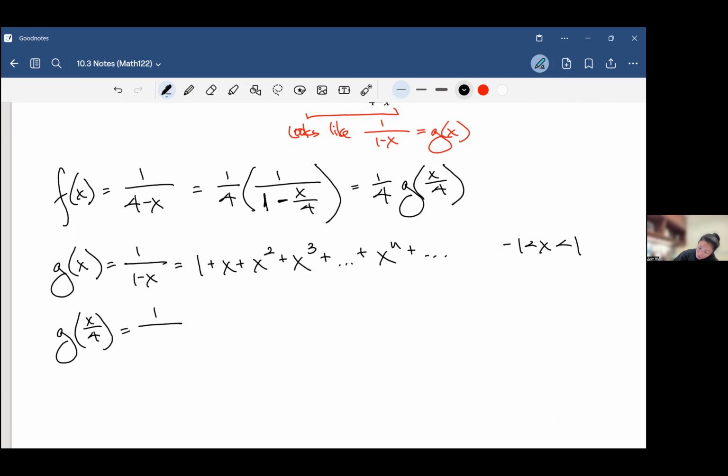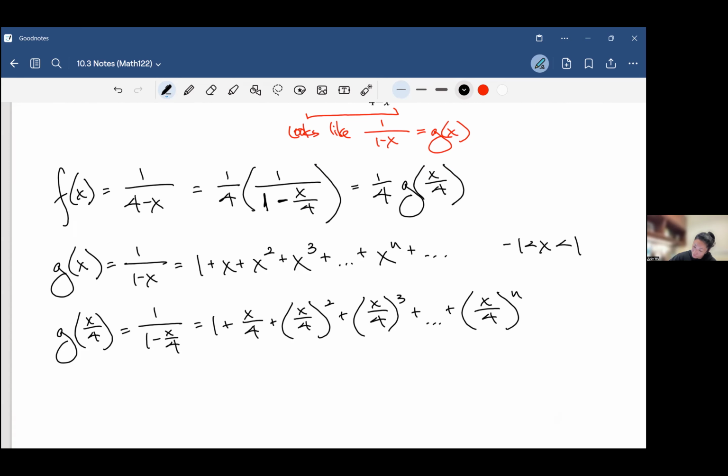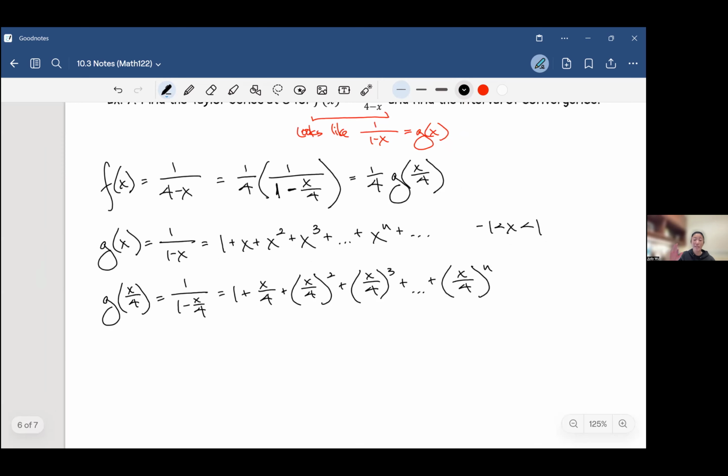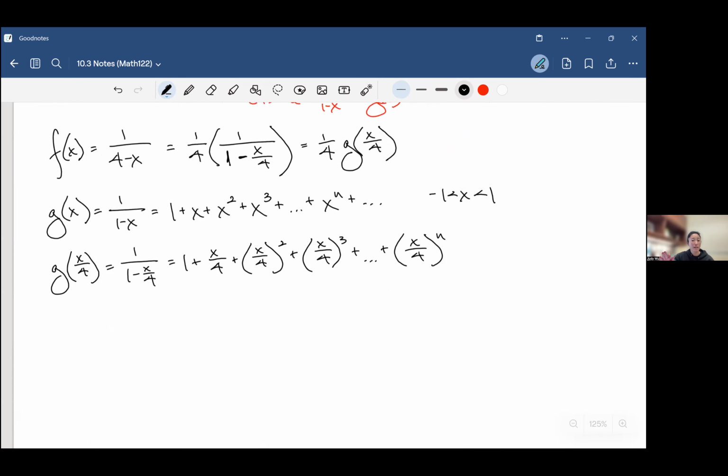We get 1 over 1 minus x over 4. 1 plus x over 4 plus x over 4 squared plus x over 4 cubed plus x over 4 to the n. Okay, I'm going to leave the interval of convergence for right now. And now I want to multiply everything by the 1/4, and that will get me to what I'm looking for, okay?